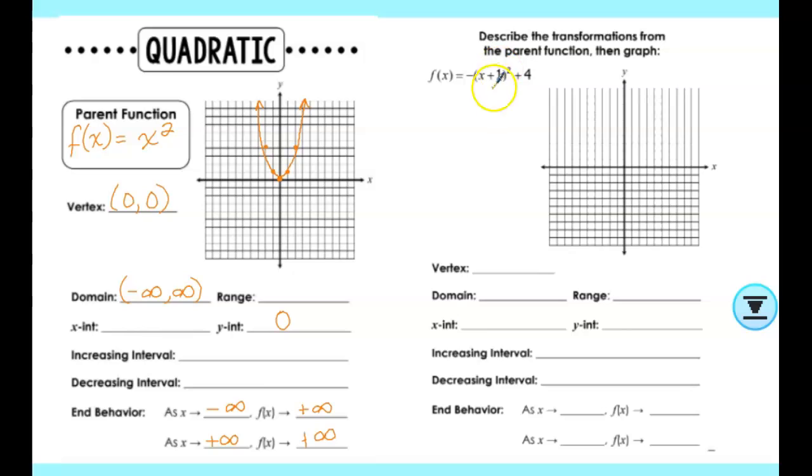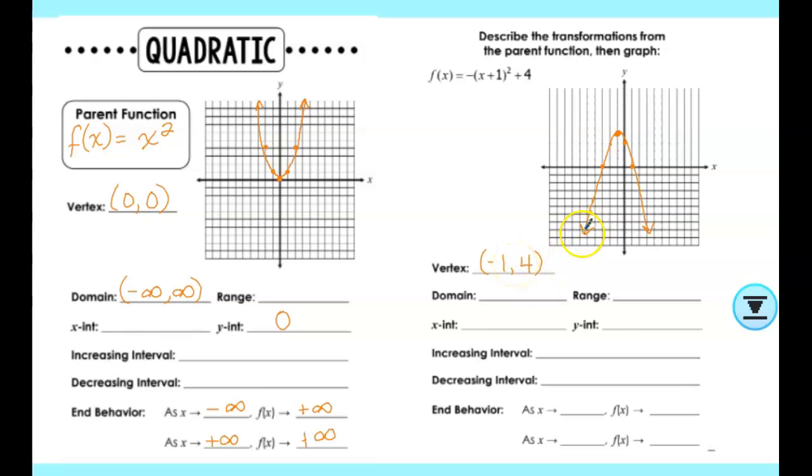This x plus 1 squared means that we're going to move our graph 1 to the left, and this positive 4 means we're going to go up 4: 1, 2, 3, 4. And this negative means that instead of opening up this way, we're going to open this way instead. So it's going to look something like this. Okay, so now the vertex is at negative 1, positive 4, and you can see that here. So this plus 1 changed to a negative 1, and the plus 4 stayed a plus 4.